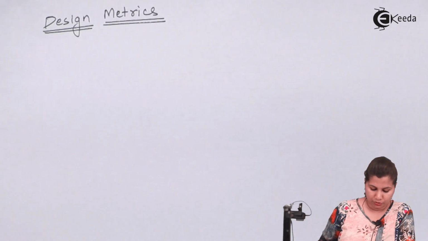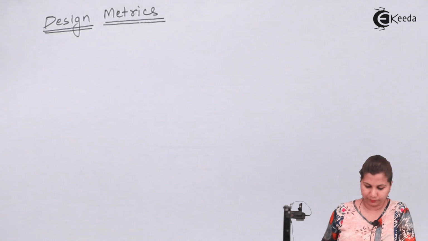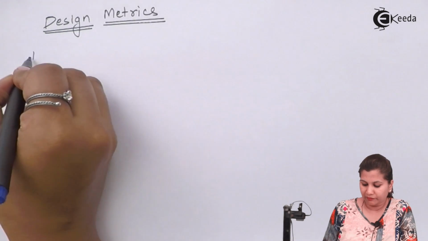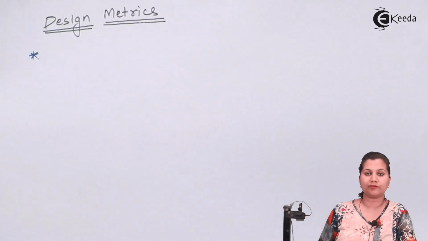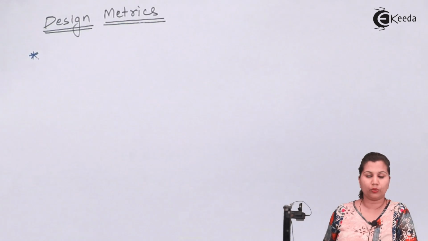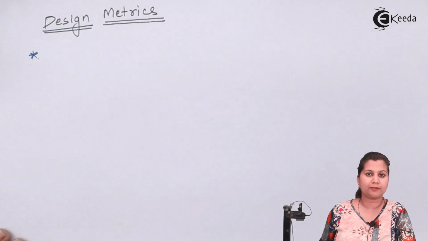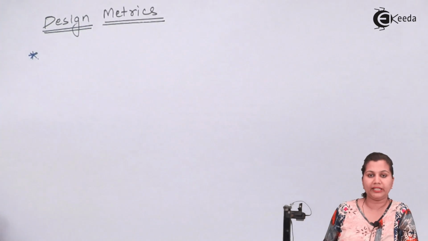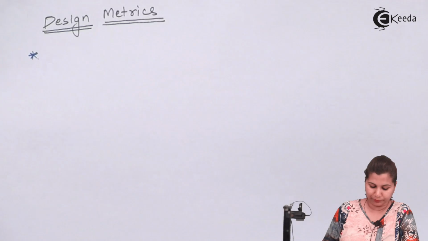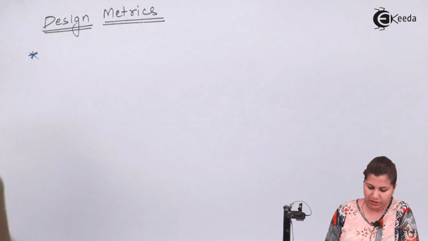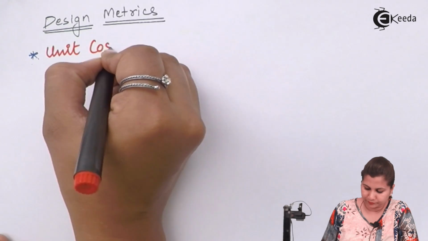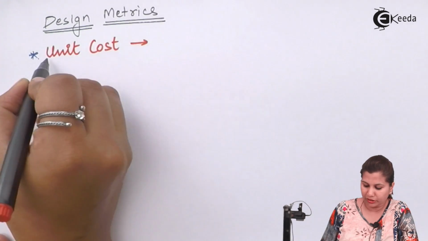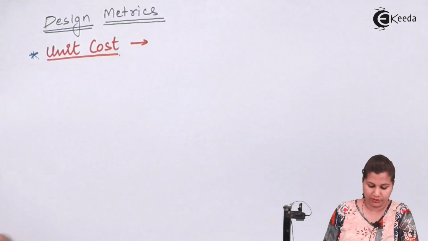Okay, so whenever we are designing the embedded system, these points are to be considered, so that the embedded system will be of good quality and its efficiency will be good. Now in this, the first is the unit cost. The first design metric is the unit cost.